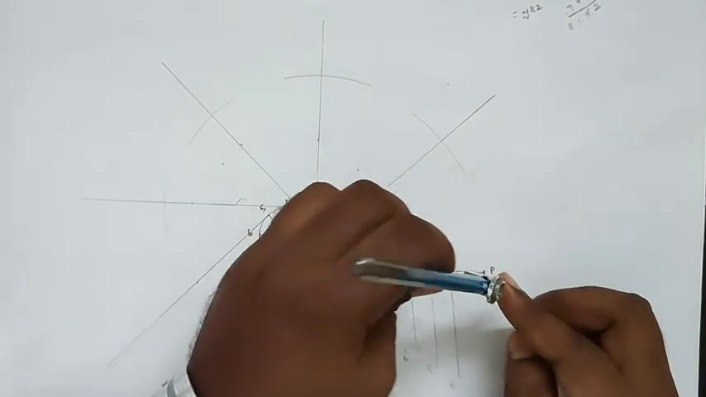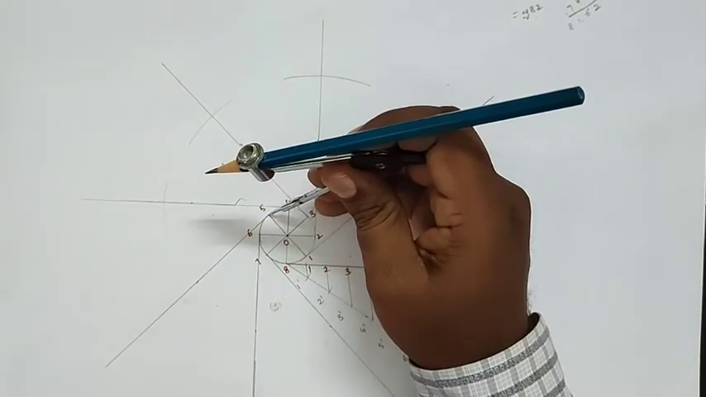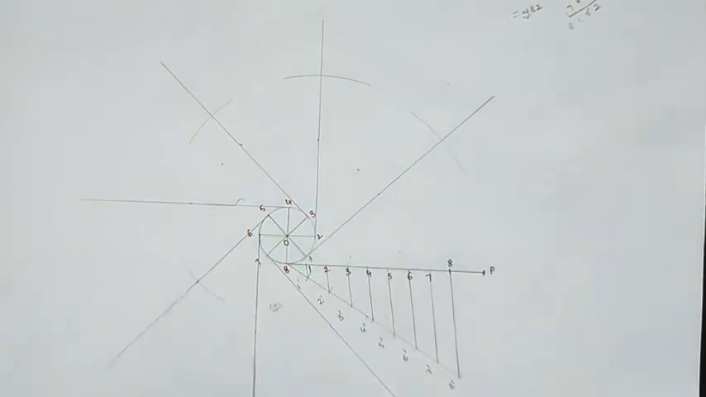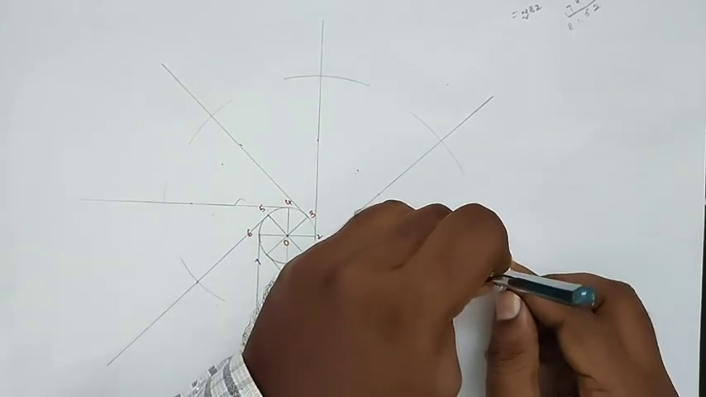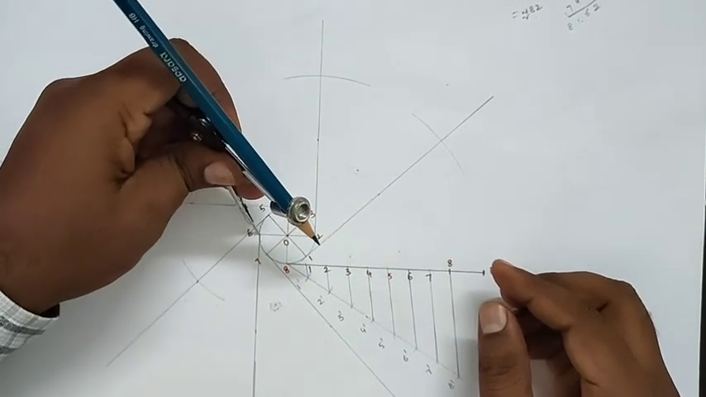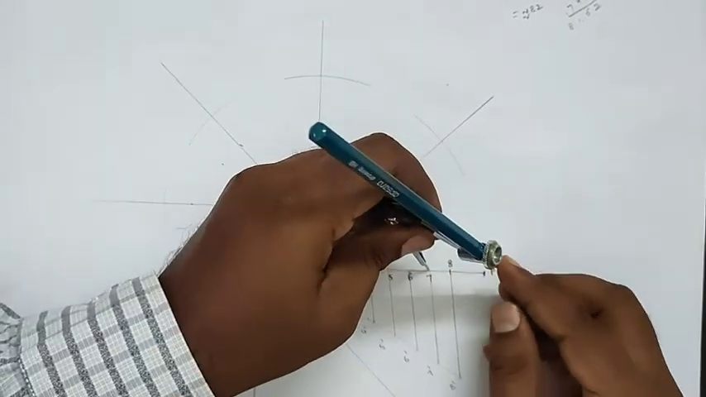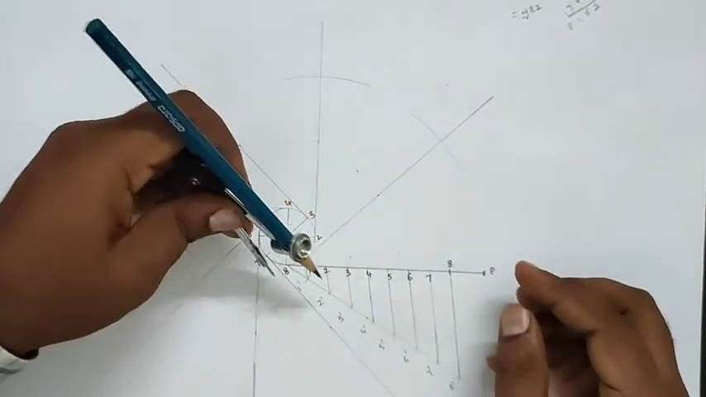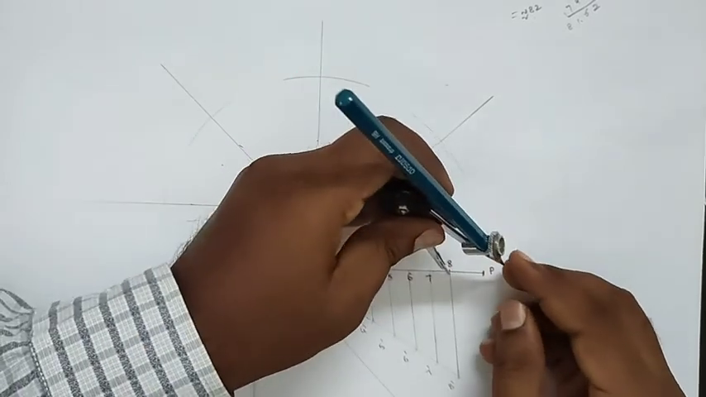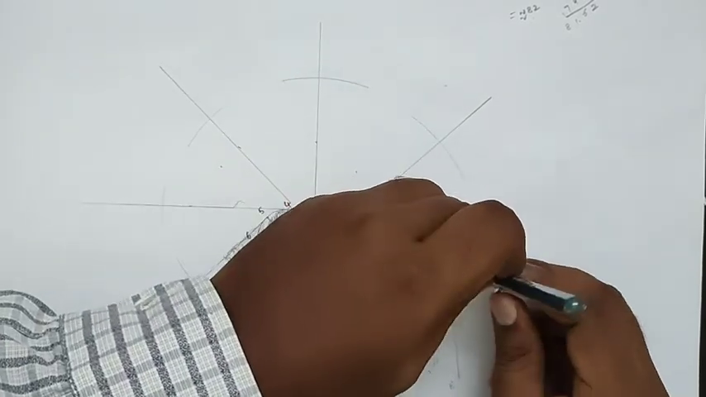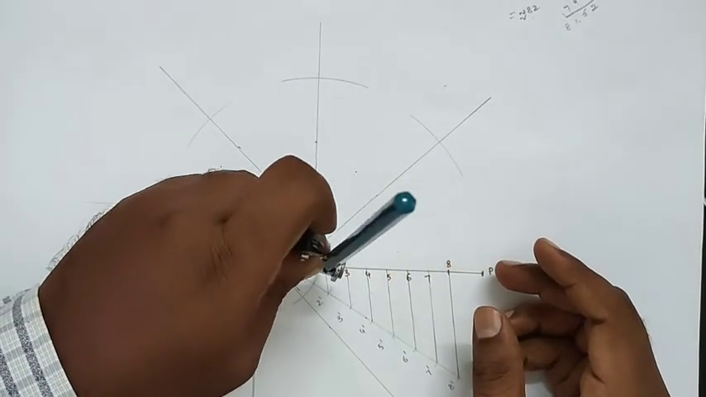Measure 5 to P, with 5 as center, draw the arc. Measure 6 to P, with 6 as the center, draw the arc. Measure 7 to P, with 7 as the center, draw the arc. Measure 8 to P line length, with 8 as the center, draw the arc.